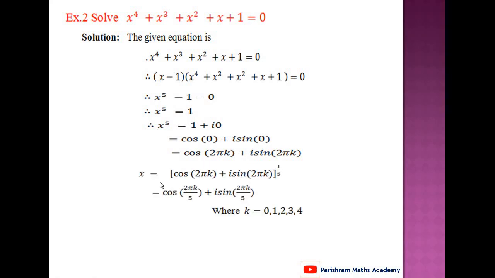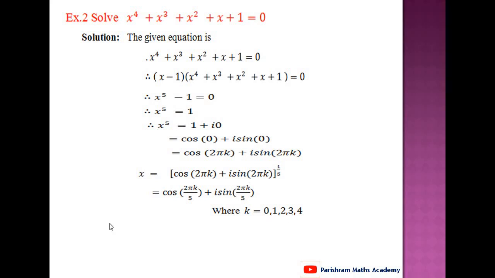And therefore x equal to (cos of 2 pi k plus i times sin of 2 pi k) raised to 1 upon 5. Using De Moivre's theorem, we get cos of 2 pi k upon 5 plus i times sin of 2 pi k upon 5, where k equal to 0, 1, 2, 3, 4. Here it is a fifth degree equation, therefore we can take 5 values of k: 0, 1, 2, 3 up to 4.